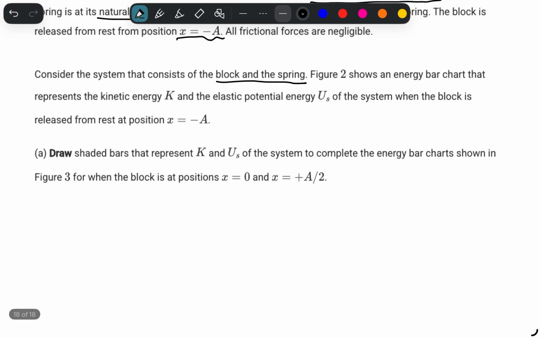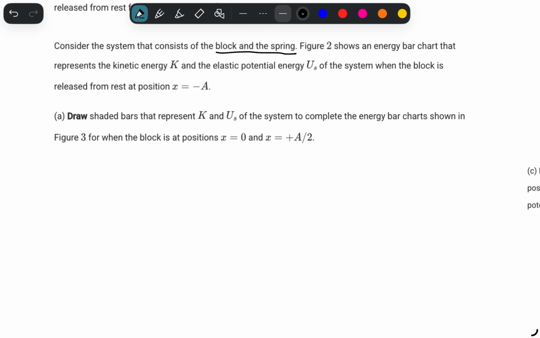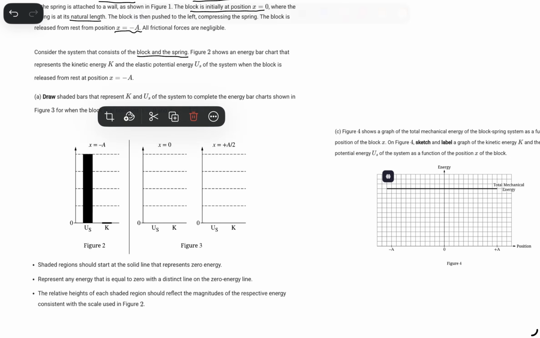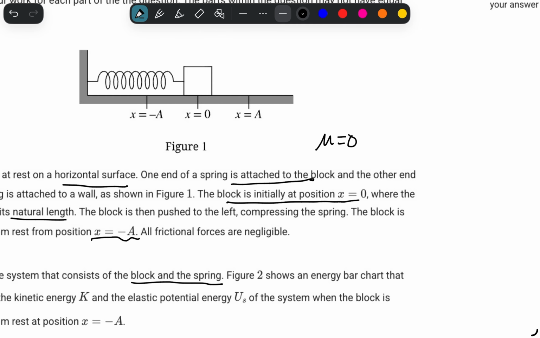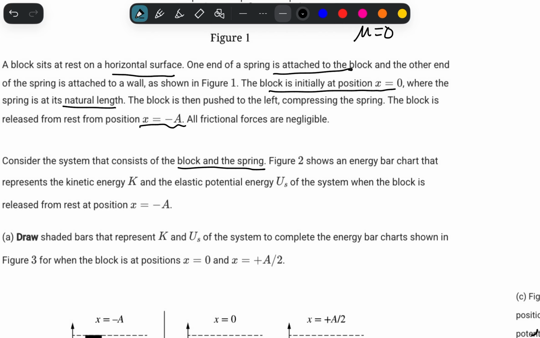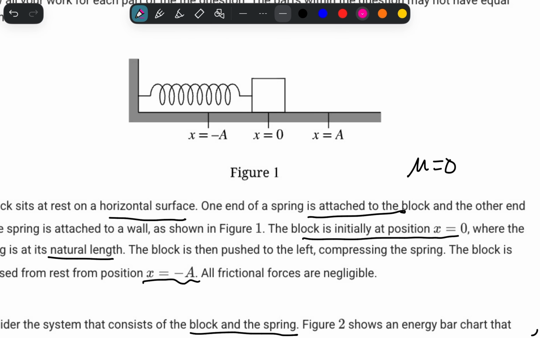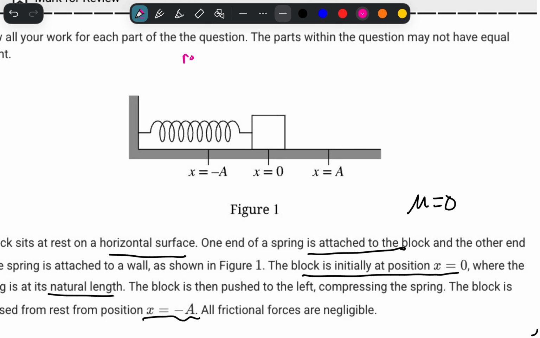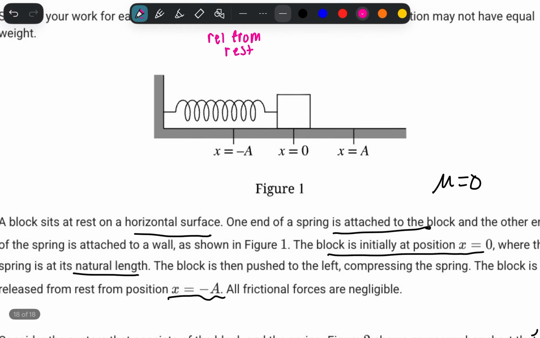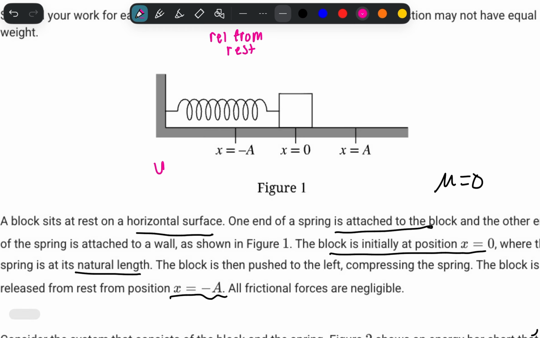We want to draw the shaded bars that represent K and US of the system to complete the energy bar charts shown in figure 3, when the block is at position x equal to 0 and x equal to a over 2. So these are our three positions. When we are at x equal to -a, our block is released from rest. That means that all of its energy is going to be elastic potential energy. Our total mechanical energy stays the same because there is no friction.